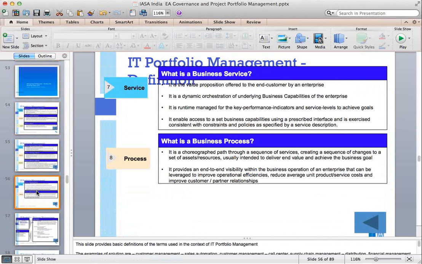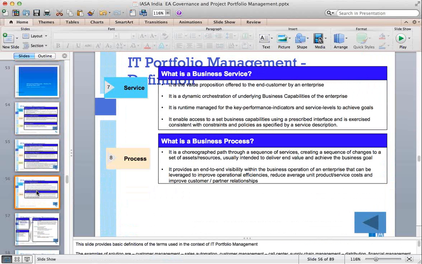This particular slide states the definitions of what services are. Especially I like the idea that it is runtime managed for key performance indicators and service levels to achieve those. I like that very much, because ultimately you would have had written documentation of what the business capability is, but while running, implementing and operating, we may forget about the KPI and service level to achieve the goals, which might really run contrary to the benefit of the service.